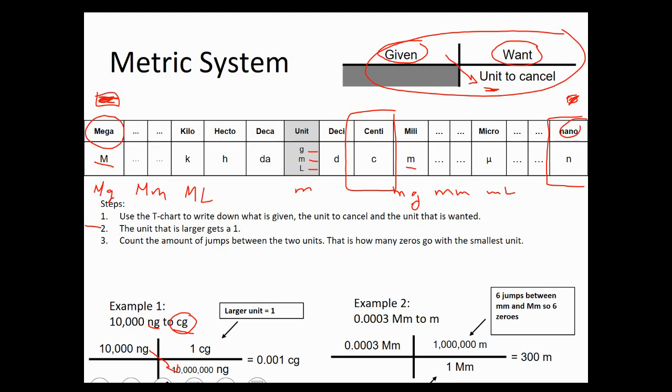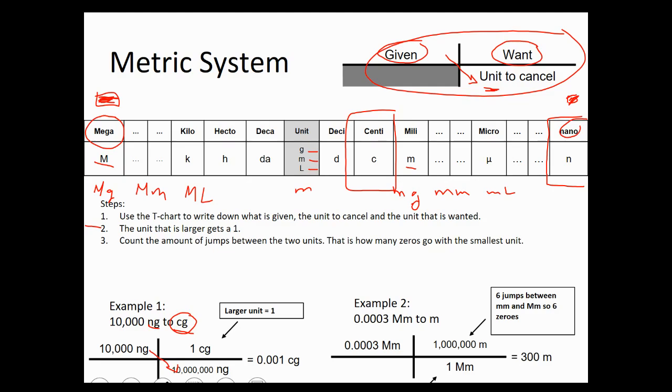And we can see that the centigram is much larger, right? So centigram is the larger one, and for that reason we gave it a 1. Now for step number 3, it says to count the amount of jumps between the 2 units. That is how many zeros go with the smallest unit.